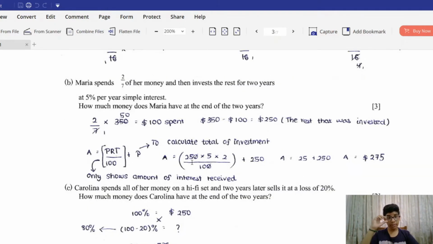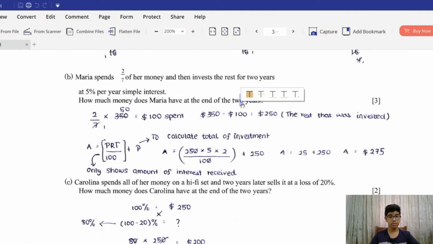Part B. Maria spends 2/7 of her money and then invests the rest for 2 years at 5% per year simple interest. How much money does Maria have at the end of 2 years? So in order to find this, we need to first calculate the amount that is left. So we need to find the amount that was spent. You can take 2/7 multiplied by 350, and we get that she spent $100. Now what is left: we take the total amount of money, subtract the amount that was spent, and we get $250.